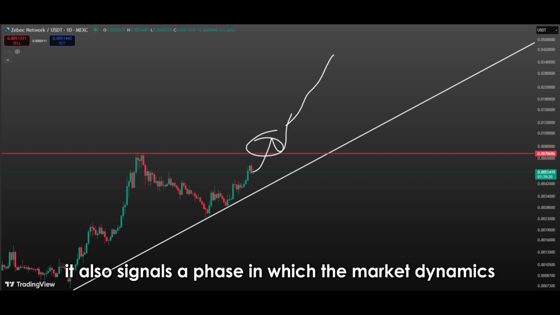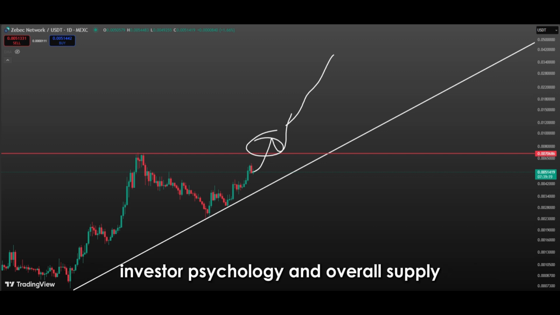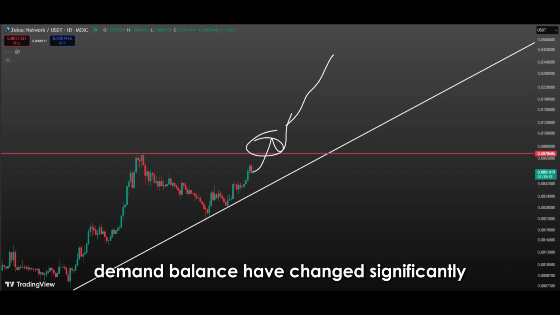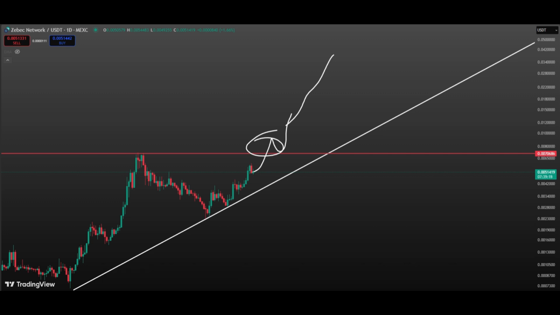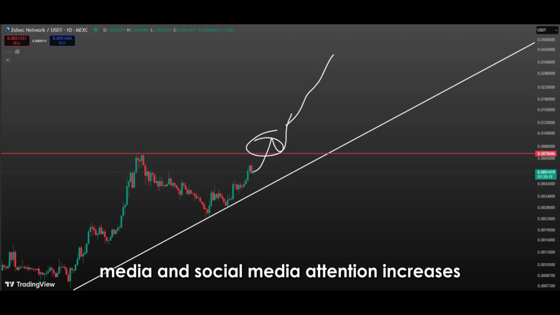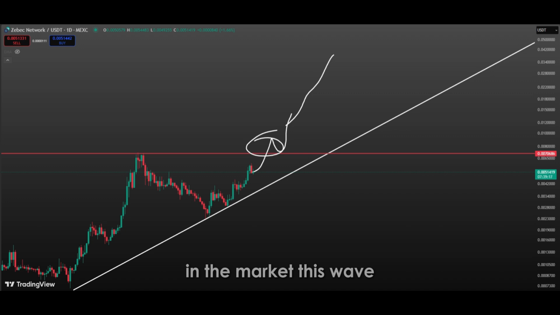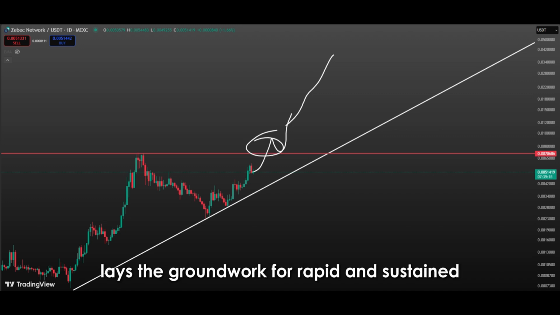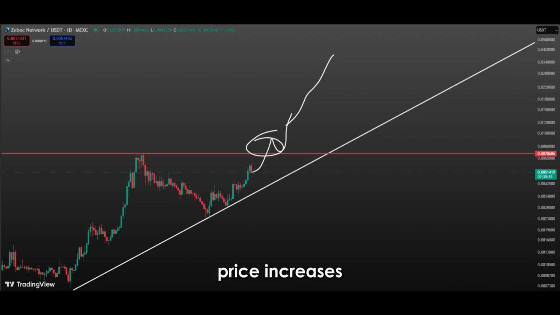However, the ATH breakout is not just about a technical price increase. It also signals a phase in which the market dynamics, investor psychology, and overall supply-demand balance have changed significantly. When the price reaches new highs, investors' profit expectations rise, media and social media attention increases, and a new wave of excitement is generated in the market. This wave lays the groundwork for rapid and sustained price increases.